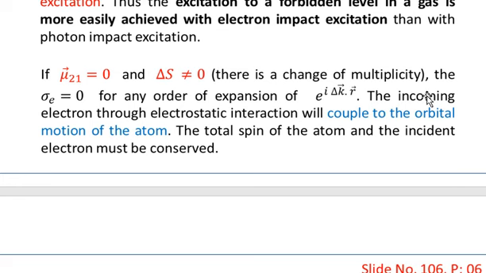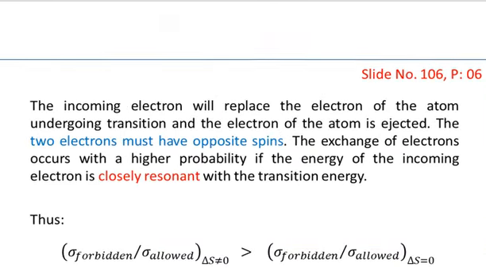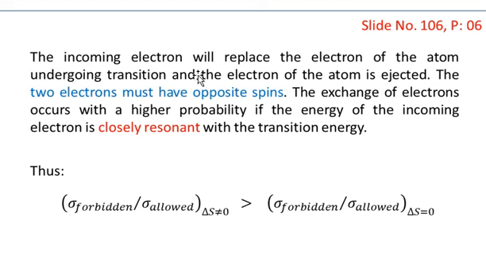But there is one possibility: the incoming electron through the electrostatic interaction will couple to the orbital motion of the atom. The total spin of the atom and the incident electron must be conserved. In that case, the incoming electron will replace the electron of the atom undergoing transition, and the electron of the atom is ejected. The two electrons must have opposite spins for this transition to occur. The exchange of electrons occurs with a higher probability if the energy of the incoming electron is closely resonant with the transition energy.